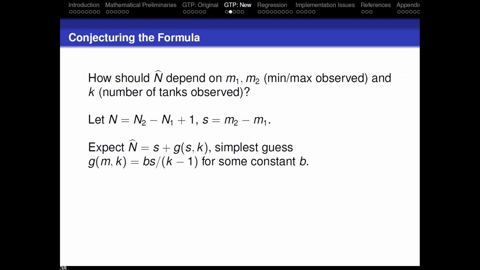Any thoughts as to why we might have a k minus 1 and not a k in the denominator? Why this is a natural thing to conjecture? So if you've done any statistics, one of the things you learn is the definitions of things like the sample variance. And you don't always divide by the number of observations. You sometimes divide by one less. And the reason is you want to be very careful about making predictions when you shouldn't.